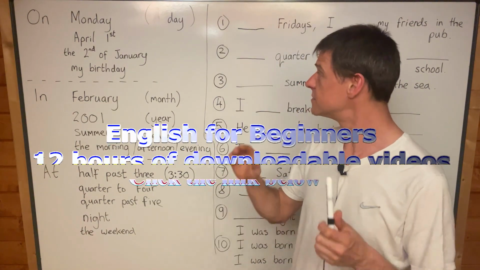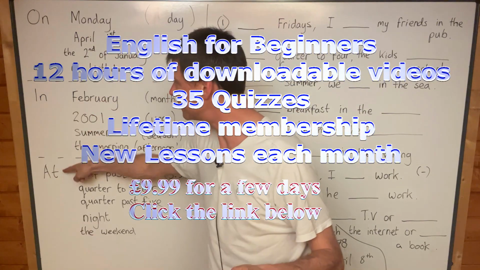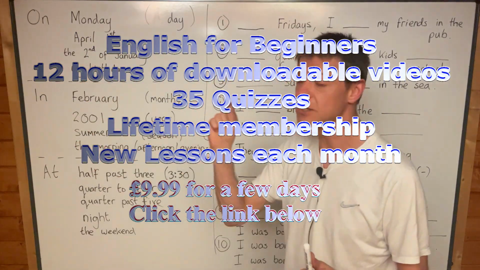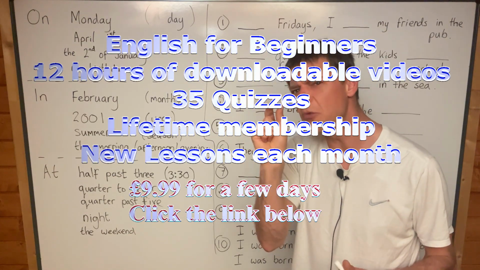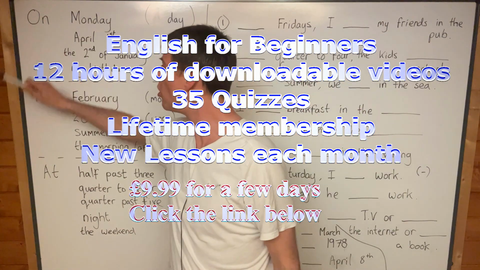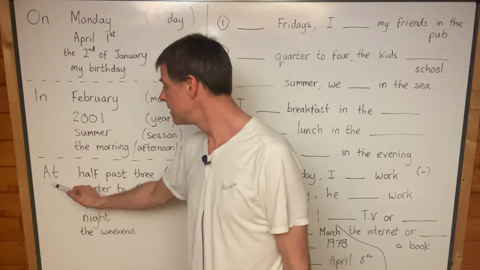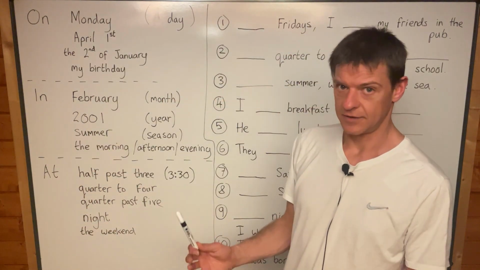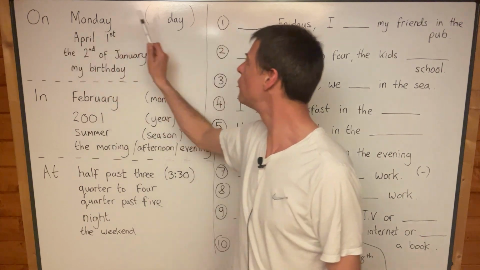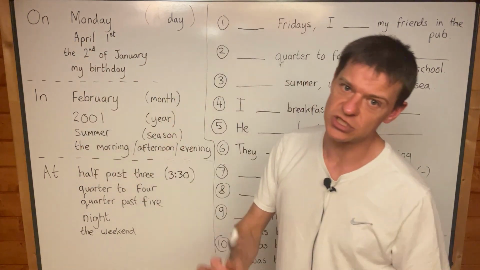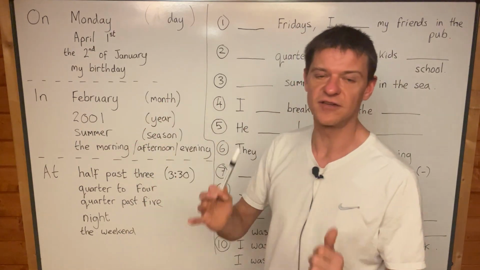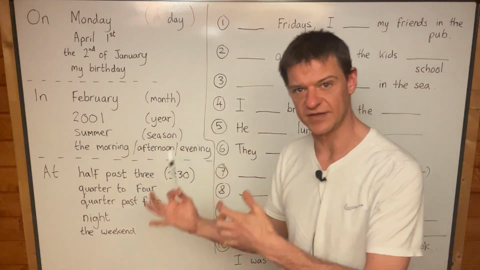Okay, we want to look at 3 words today. We need to look at 3 little words, 3 small words. On, in, at. Okay, we use on for days of the week. On Monday, on Tuesday, on Wednesday, on Thursday, on Friday, on Saturday, on Sunday.